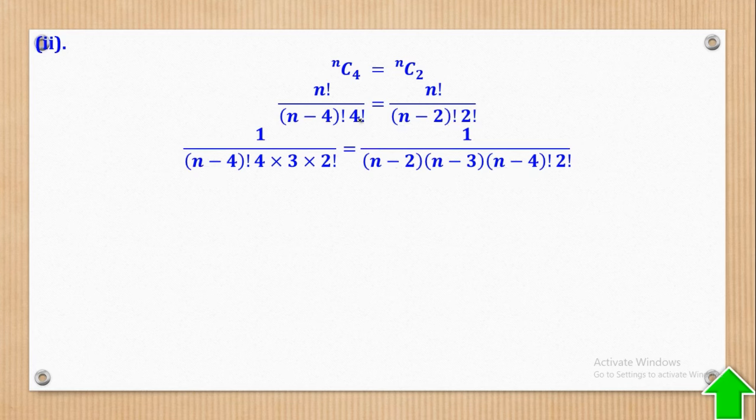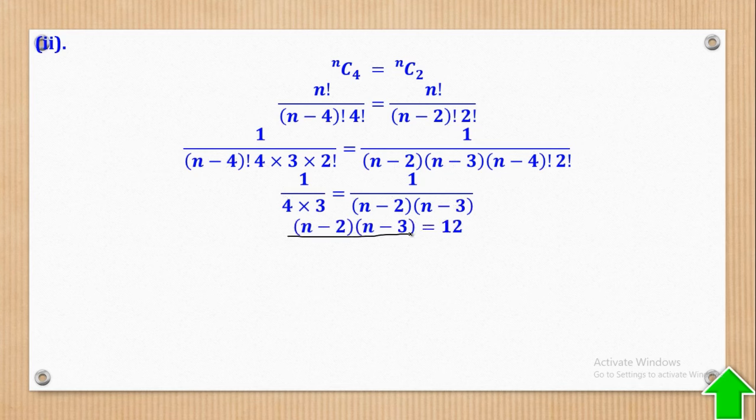Then here there is this 4 factorial, so it's the same as 4 times 3 times 2 factorial. With that, I can cancel this with this. Then I also cancel this with this. So this side I remain with 1 over 4 times 3. Then here I remain with 1 over n minus 2, n minus 3. So cross multiply, I come up with this.